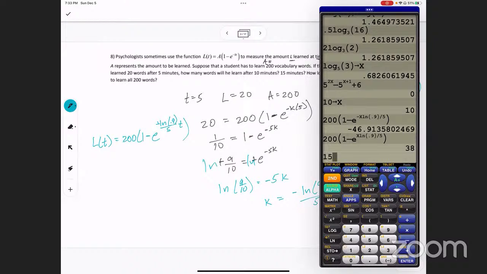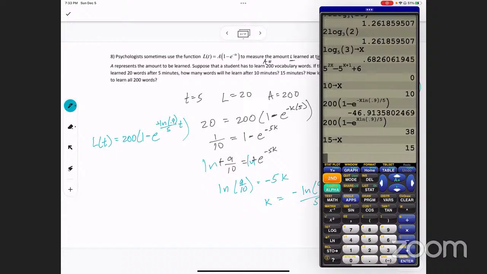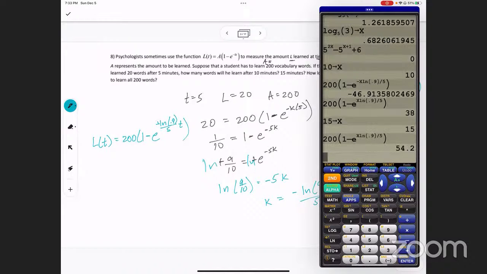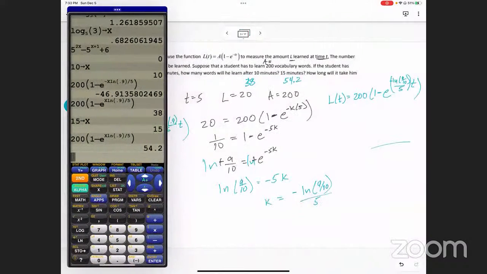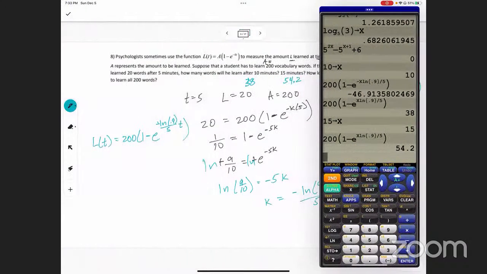Now I'm going to store 15 for X. And I'm going to hit second enter. And now that's going to plug 15 for me for T. 54.2. So this answer was 38 words. This answer was 54.2. So notice he must be losing energy. He's actually learning less words as he goes.